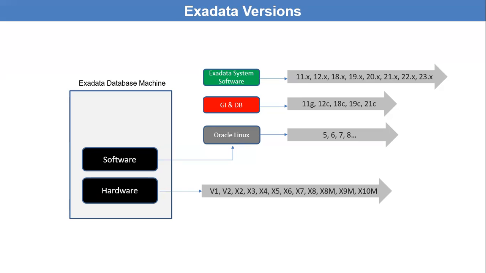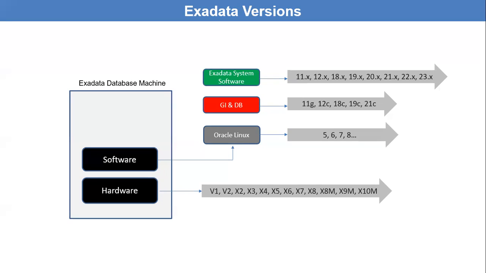Then Oracle Grid Infrastructure has its own releases or versions, like 11G, 12C, 18C, 19C, 20C, or 21C. Similarly, Oracle Database Software has its own versions. It could be 11G, 12C, 18C, 19C, 21C. Then Exadata System Software has its own versions or releases, starting with 11, 12, 18, 19, 20, 21, 22. Currently, the latest, greatest release of Exadata System Software is 23.